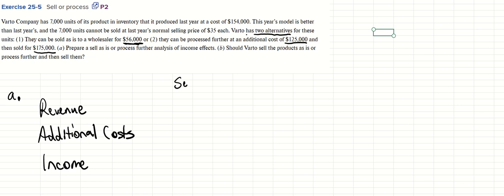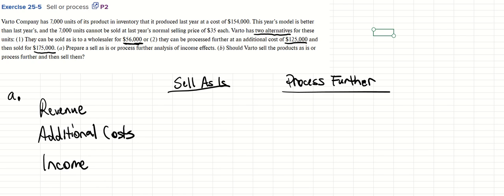So I'm going to put over here a column for sell as is, and then a column for process further. Right. So if we sell it as is to a wholesaler, it'd be 56,000. So there's no additional cost if we sell it as is, so the income would be just 56,000.